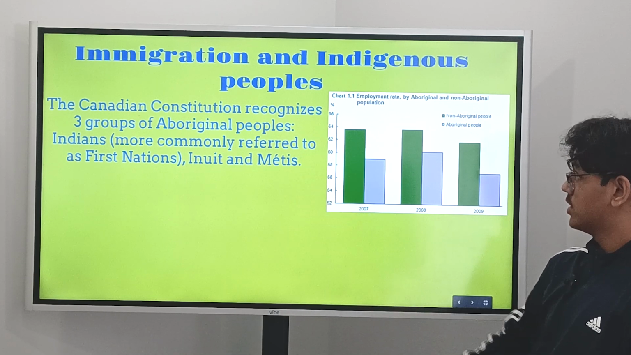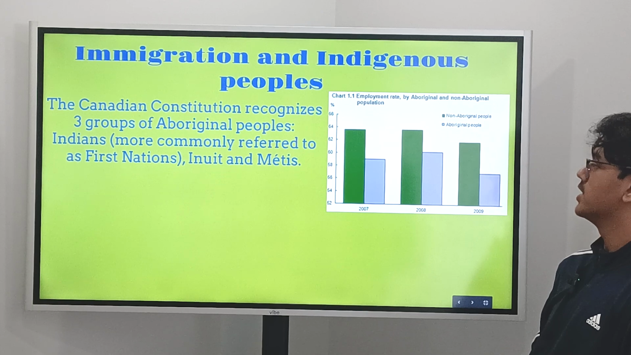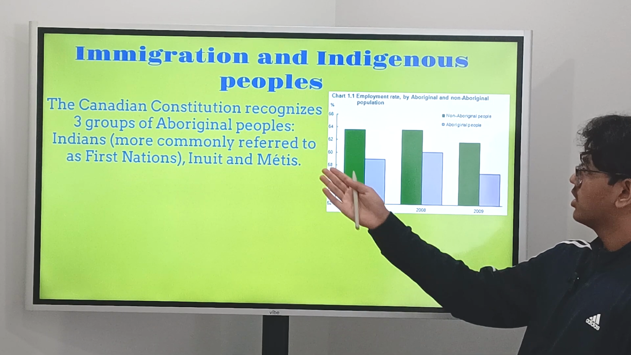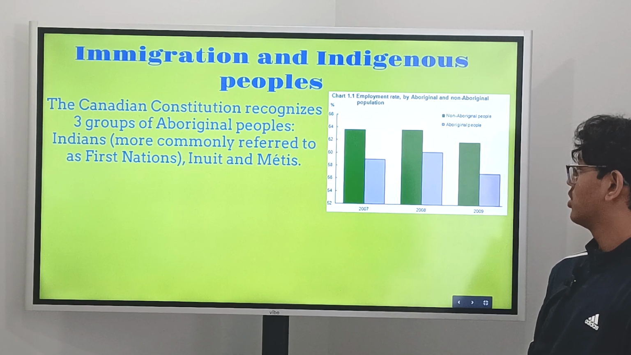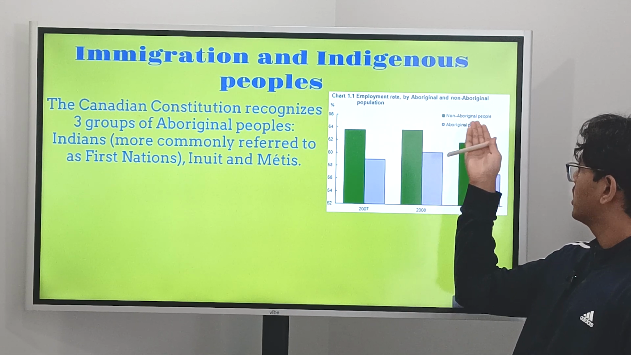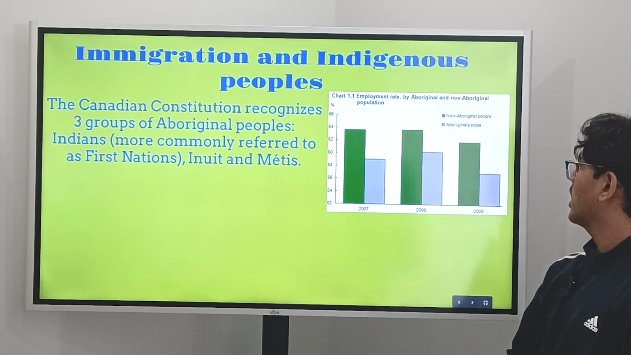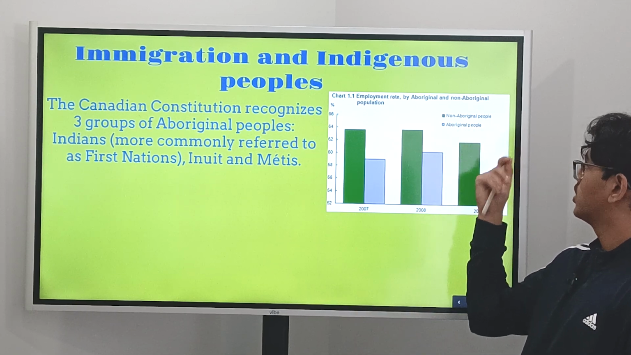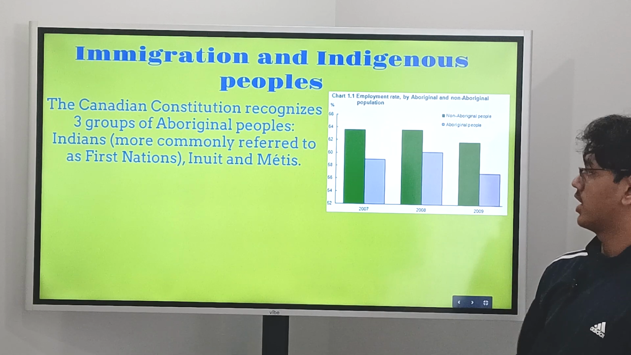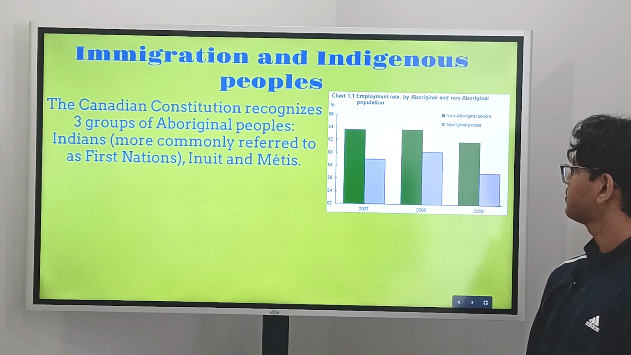Second group we have is the Inuit, and the third group we have is the Métis. So these are basically, you can see the three main Aboriginal people groups. And here we can see the Aboriginal people group consists of the first people we had inside of Canada, and non-Aboriginals are just the new immigrants that came outside of Canada, like nowadays.